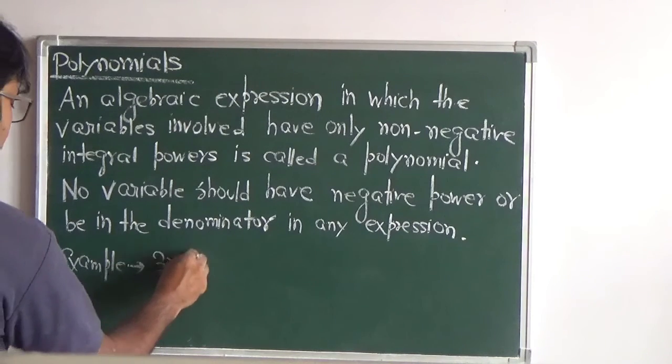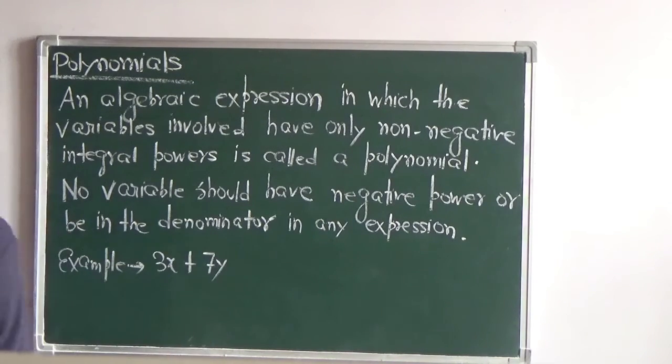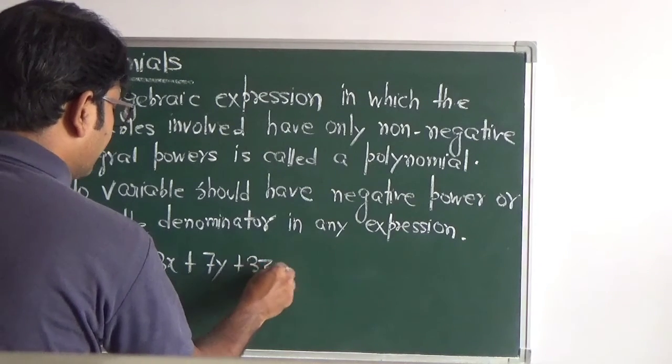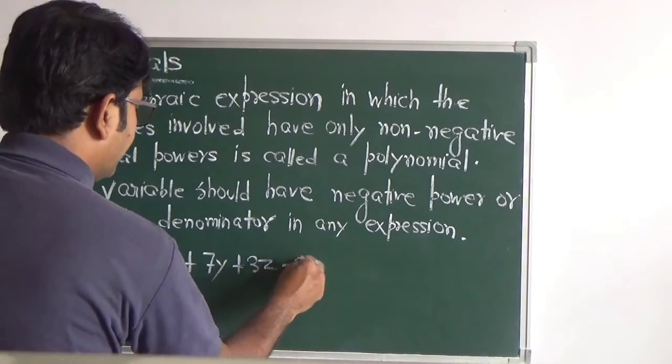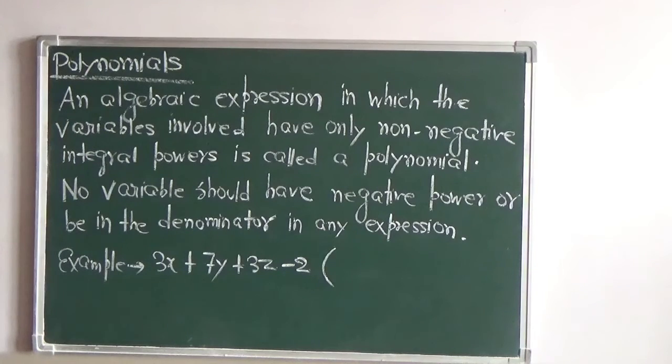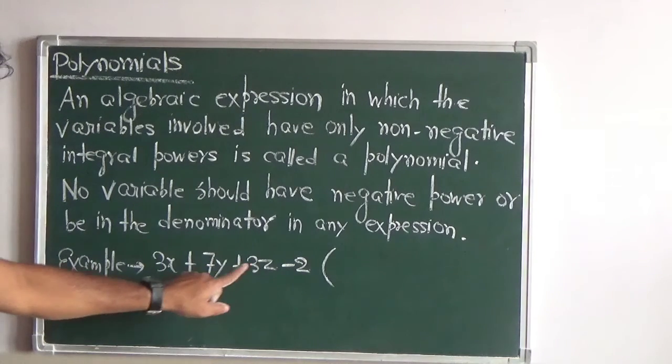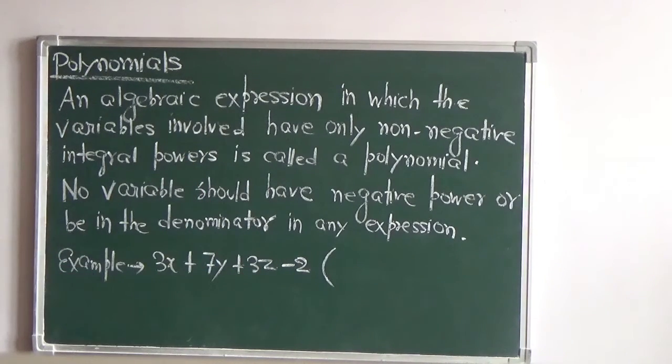(3x plus 7y plus 3z minus 2). Here we can see the literals are x, y, z, and all have got positive powers, and hence we can call it a polynomial. So this is a polynomial.